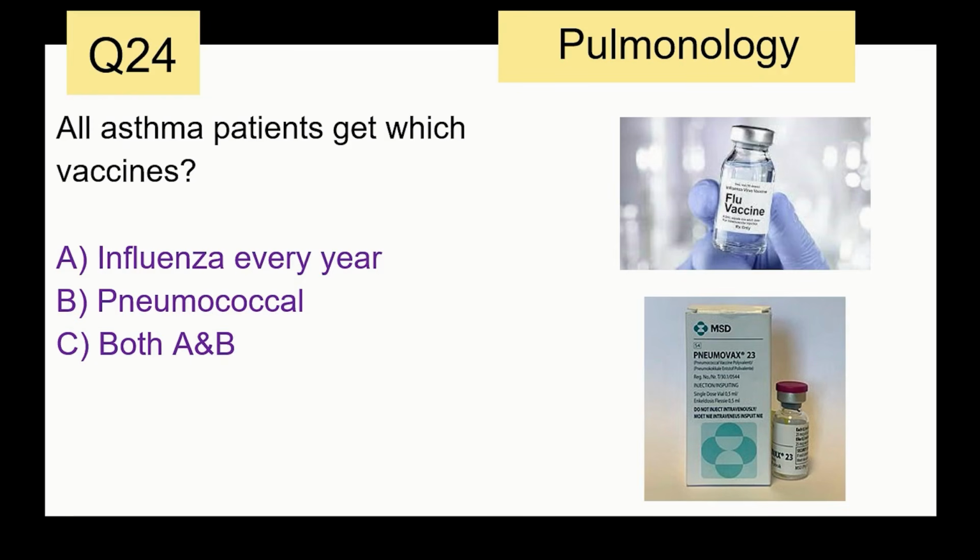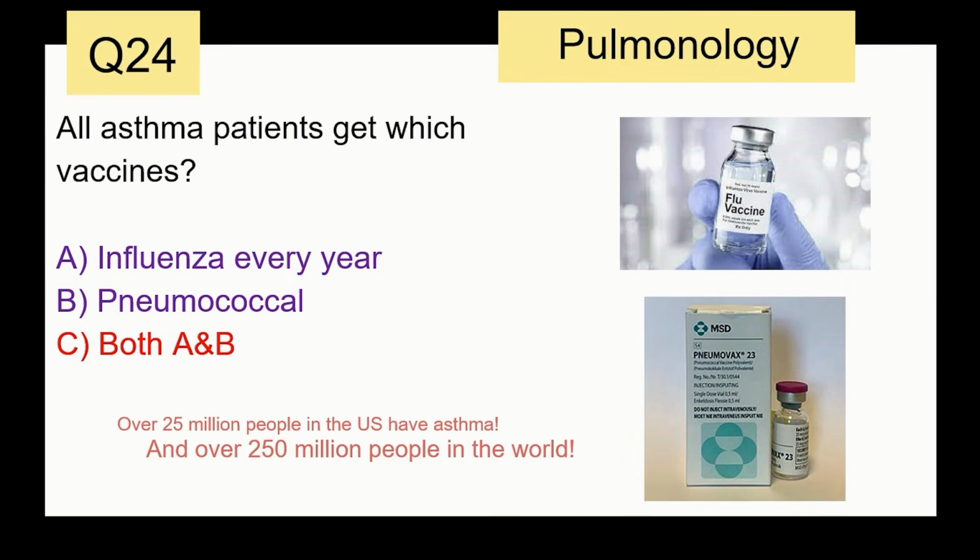Question 24. All asthma patients get which vaccines? And the answer is influenza every year and pneumococcal. Over 25 million people in the US have asthma, and over 250 million people in the world. They should be getting these vaccines.